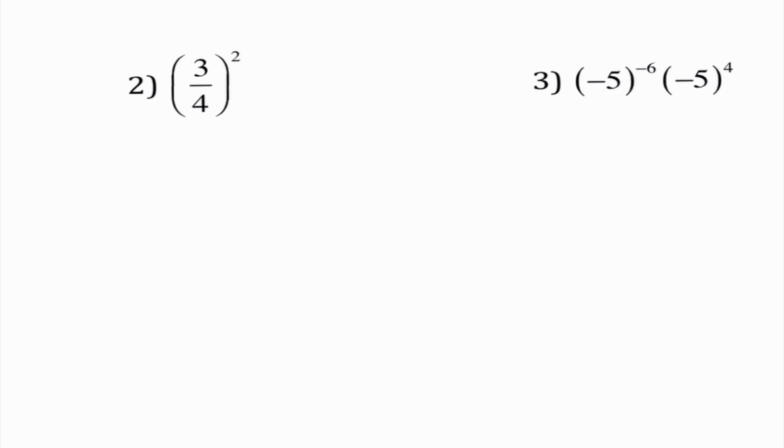Number 2, I have the quantity 3/4 to the 2nd power. So I'm going to make this 3 squared over 4 squared because I know I have to take everything in this fraction to the power. 3 squared is 9, 4 squared is 16. I know that I cannot simplify this any further because there's not a common factor in 9 and 16, so that would be my final answer.